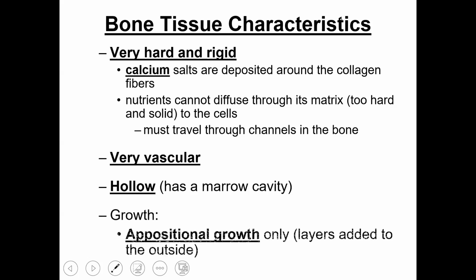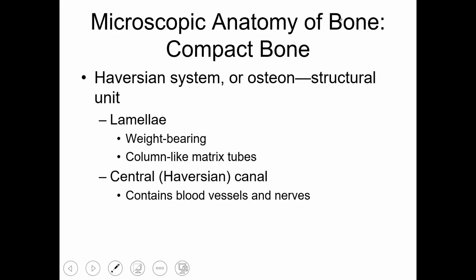Growth of bones will be appositional. You don't get growth on the inside. It's calcified, it's hard, you can't push out. So let's look at both compact bone and spongy bone.